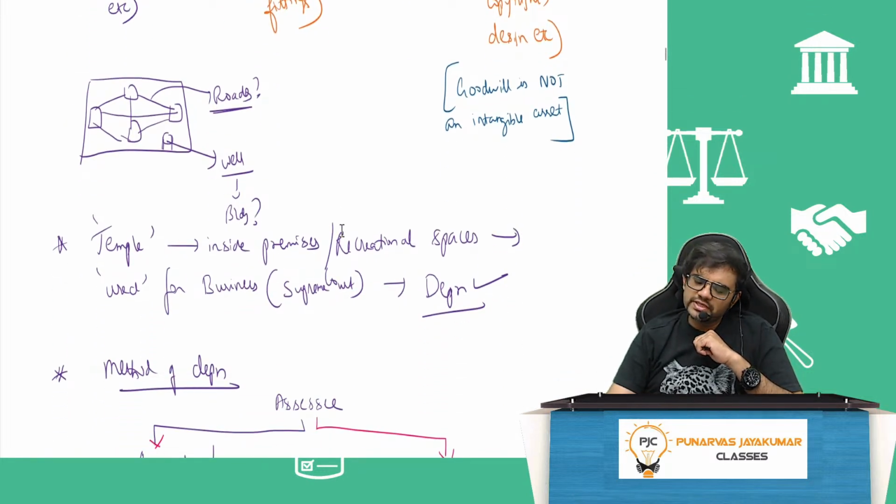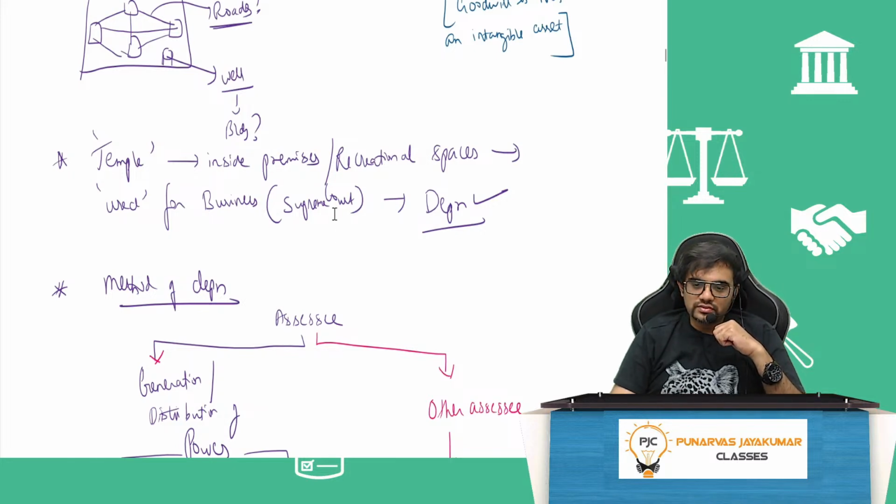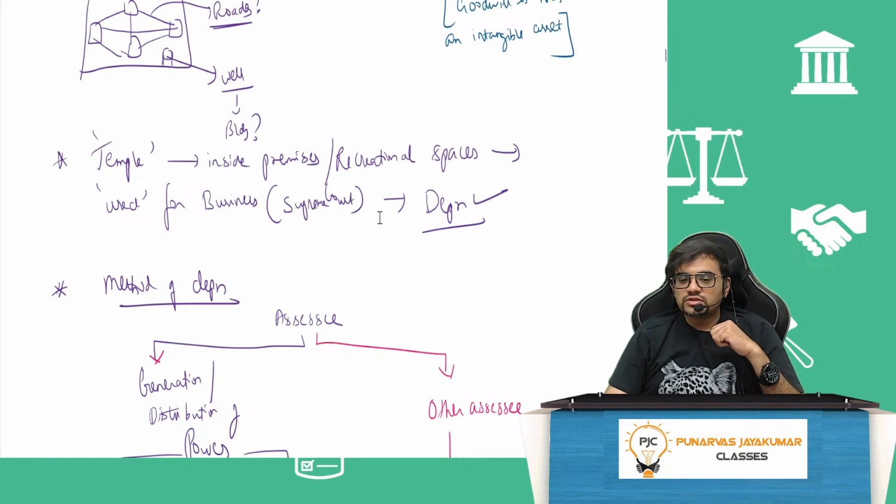Definitely PGBP, because it is used for recreation purposes and it will increase the efficiency of the employee. It is used for business. Yes, the cycle case, all these things, Supreme Court decision. Temple inside the premises or recreational spaces used for business are what? 100% depreciation.